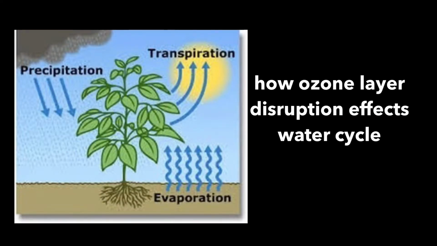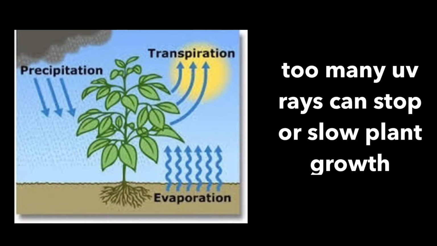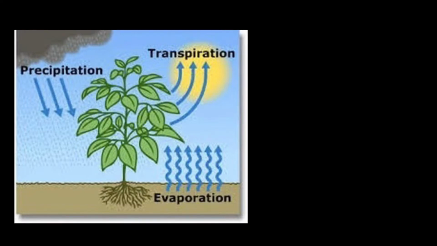Water cycle. Plants play a part in the water cycle. As you know, more UV rays can stop or slow the growth of plants. Without enough plants, especially trees, the water cycle could be disrupted. Transpiration brings in about 10% of the water in the cycle.